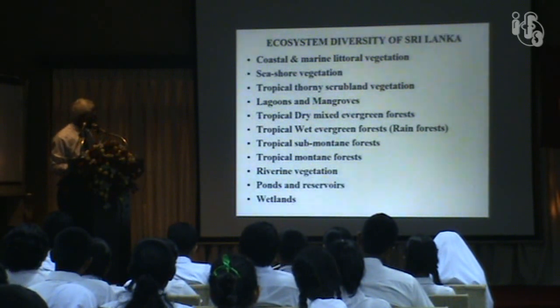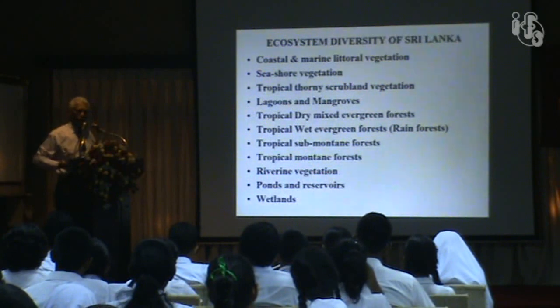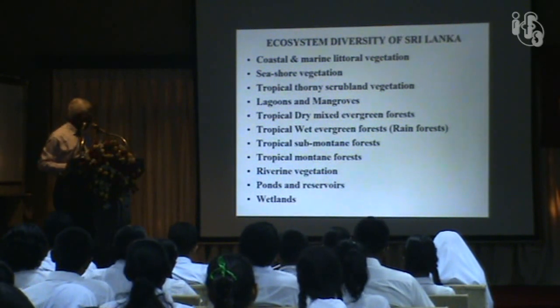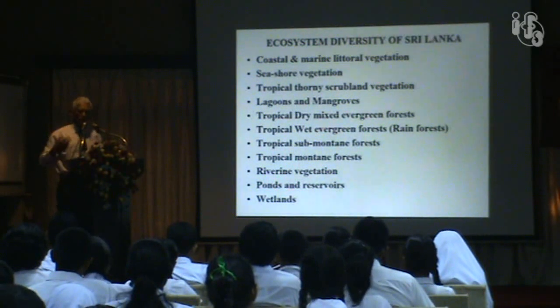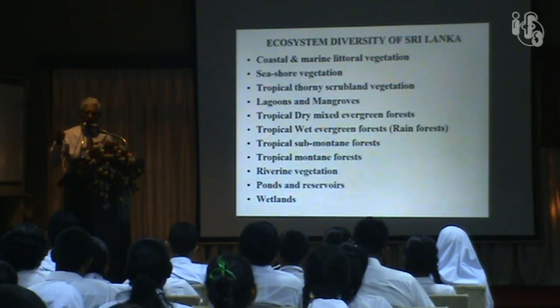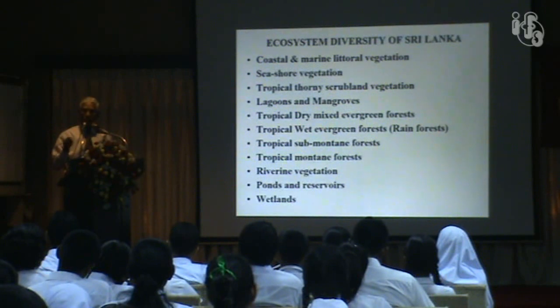And then you have, of course, the specialized vegetation, like the riverine vegetation along the rivers, and ponds and reservoirs, wetlands, including paddy fields, artificially created wetlands, but still they are wetlands. Now, regarding the riverine vegetation, I would like to mention something important, and when the next lecturer, Dr. Sarath Amarasinghe, talks to you on water quality, you will realize how important they are.